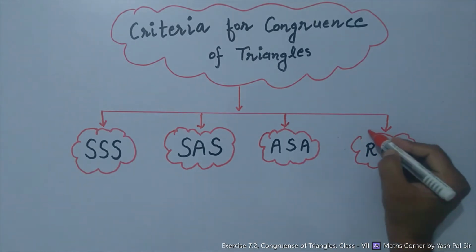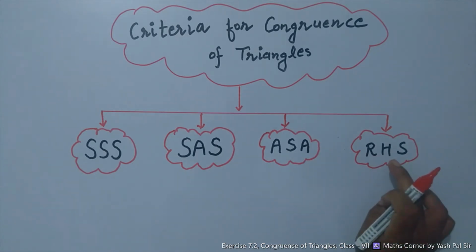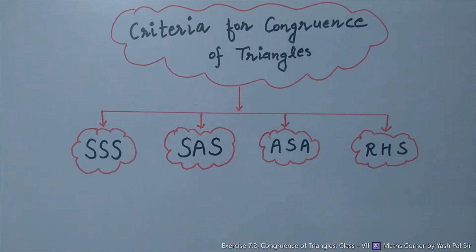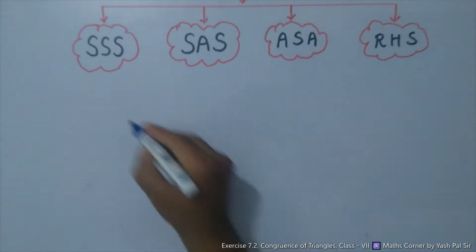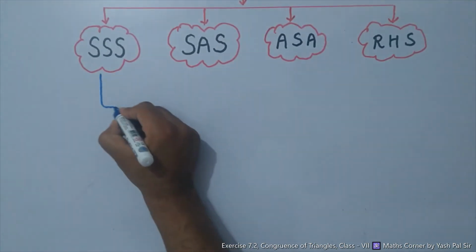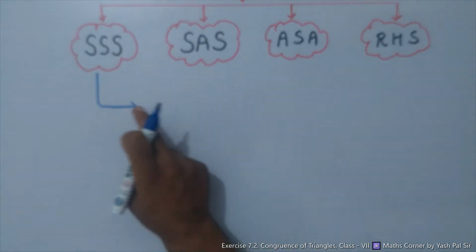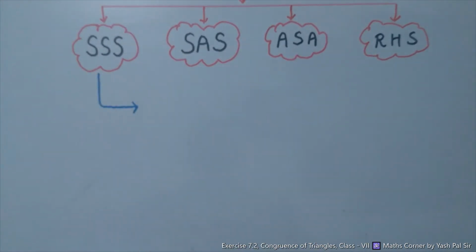This is applicable for right angled triangles, the triangles which are right angled triangles. Then we apply this RHS criteria for congruence of triangles. Now we shall discuss them one by one. First of all, the SSS criteria for congruence of triangles.